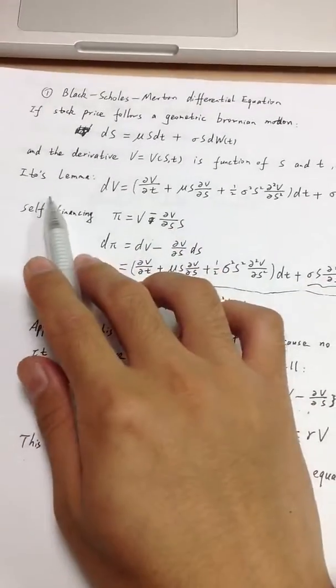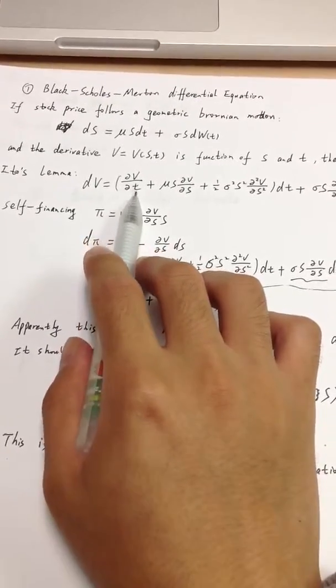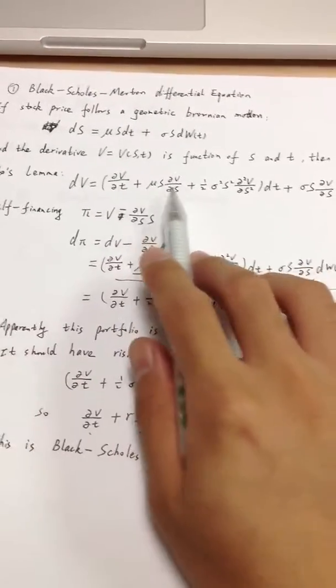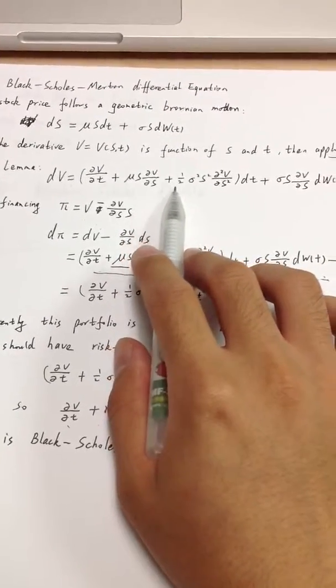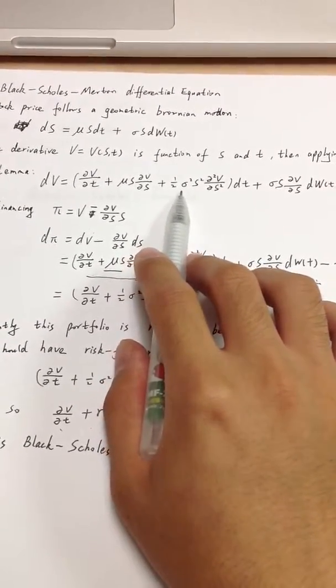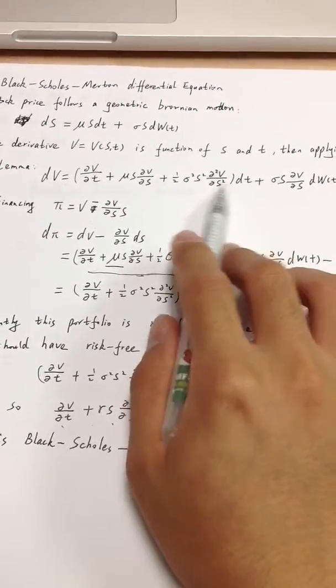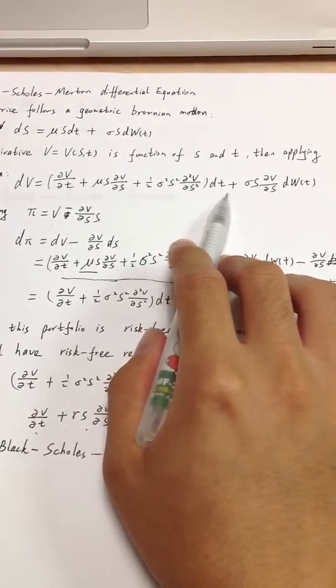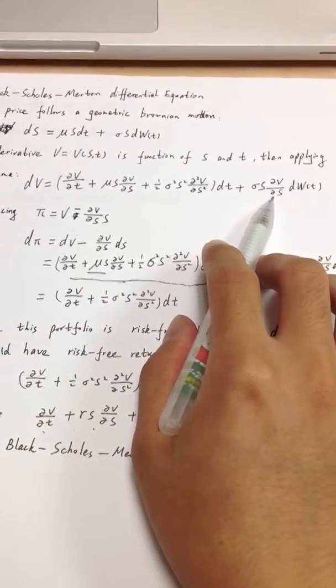And by using Ito's lemma, we can get dV equals the first order partial derivative of V with respect to t, plus μS times the first order partial derivative of V with respect to S, plus 0.5σ²S² times the second order partial derivative of V with respect to S. This summation is multiplied by dt, plus σS times the first order partial derivative of V with respect to S, multiplied by dW_t.